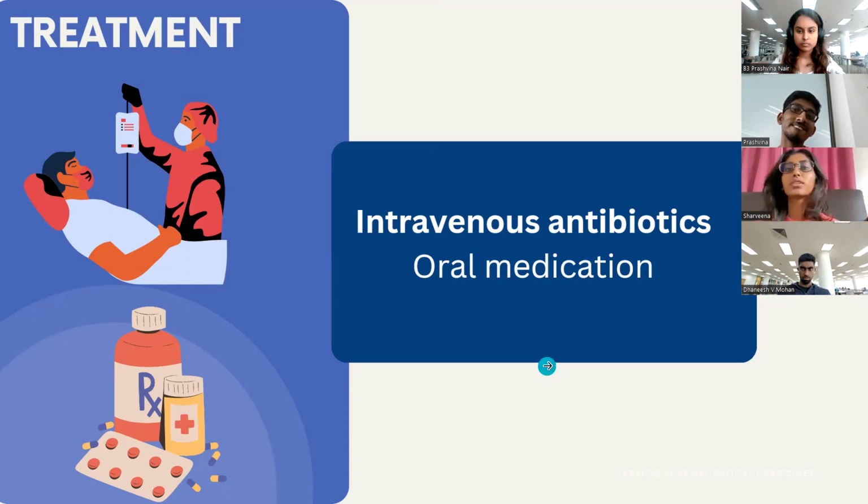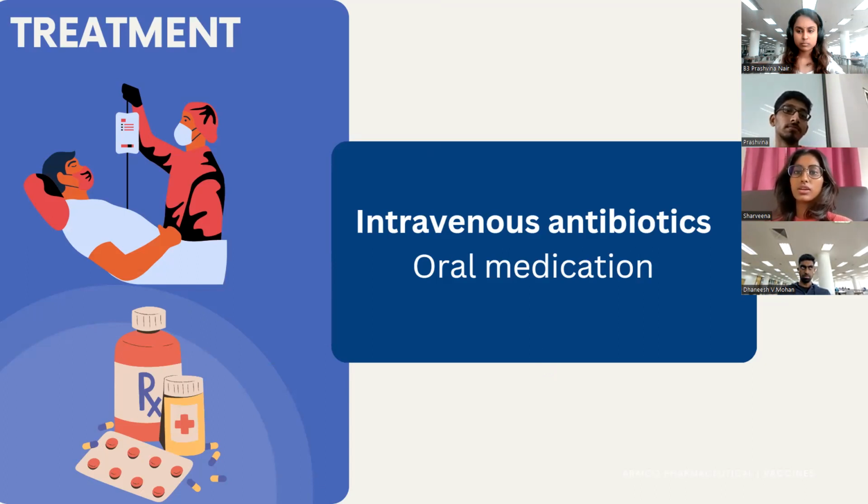Treatment may involve, number one, intravenous antibiotics. In severe cases or when the infection has spread to multiple organs, intravenous antibiotics are typically administered in a hospital setting. Commonly used intravenous antibiotics include ceftazidime, meropenem, imipenem. These antibiotics are generally given for an extended period, often ranging from 10 to 14 days or more.